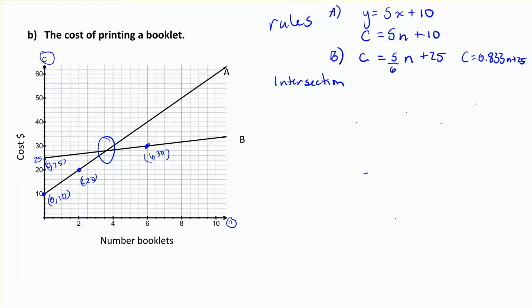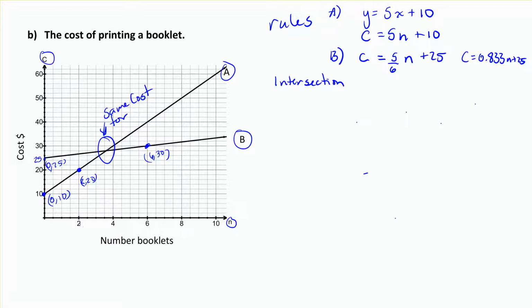So if we think about our context here, we're talking about the cost of printing booklets. Maybe this is company A and this is company B, and I'm trying to decide which company to use. So I can see that at some point they actually cost the same amount to print booklets, and I can see that because of the intersection. So where they intersect, it's the same cost for a certain number of booklets.